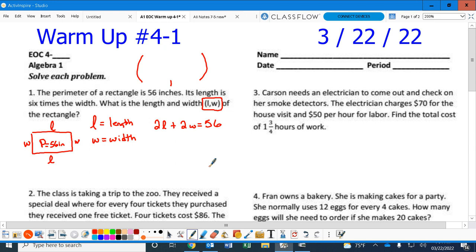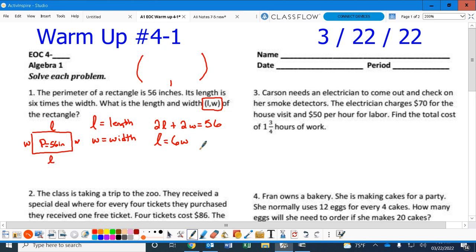Okay, we need another equation to get this system of equations done. So we have to read the words in the problem. Its length is. Guys, the length is. How do you write that in an equation? Length is. Just L equals. The length is, length equals, 6 times the width would just be 6W.